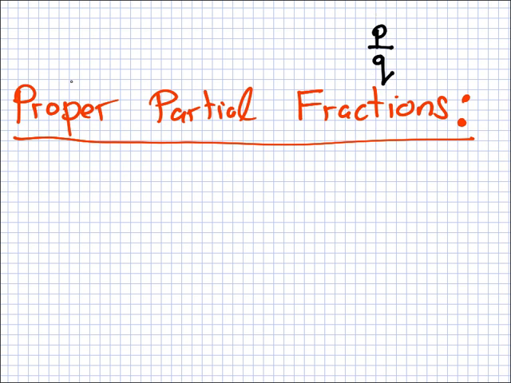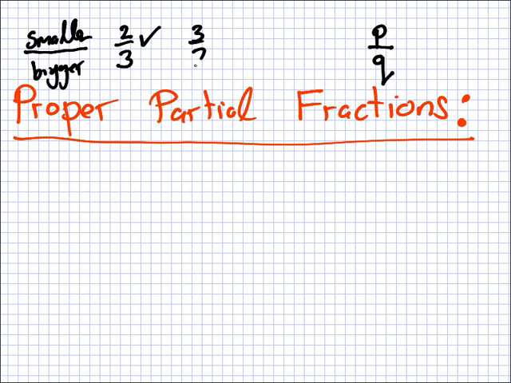Now, what does proper mean? Proper means the top is smaller and the bottom is bigger. So for example, 2 over 3 is proper. 3 over 2 is improper. And partial here means you have 2 or more fractions.